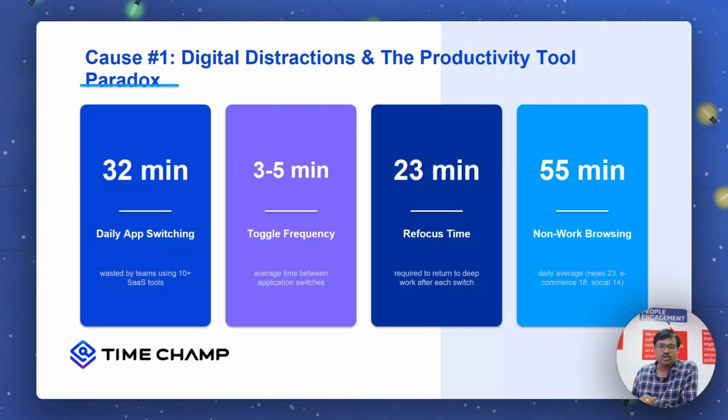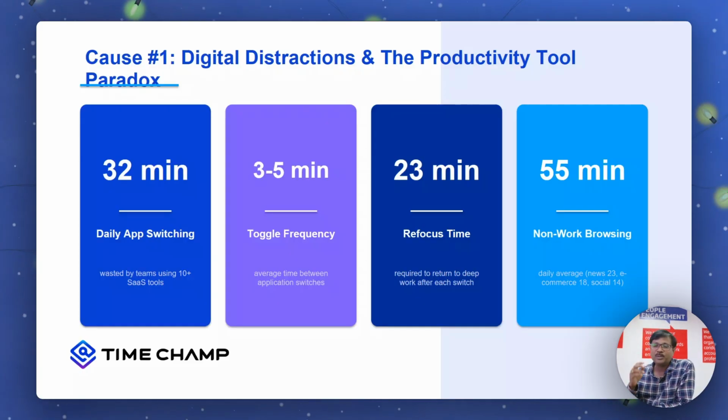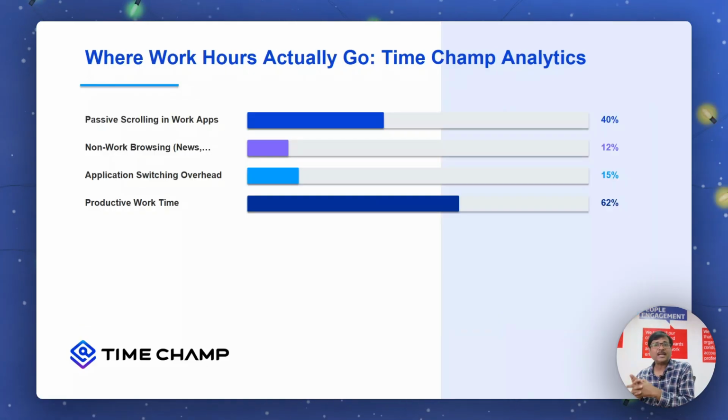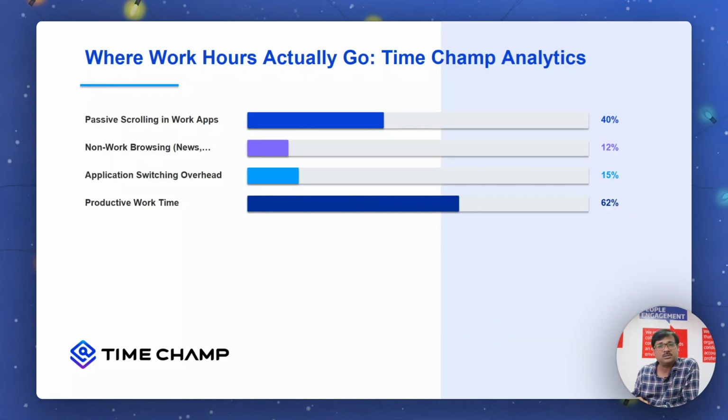Think about your own workflow. You are working in a document. A Slack notification pulls you away. You check your email while you are at it. Jump into your project management tool to update a task. Then realize you need to verify something in your CRM. 5 minutes later, you are staring at your original document, wondering where you left off. Yes, this is happening.